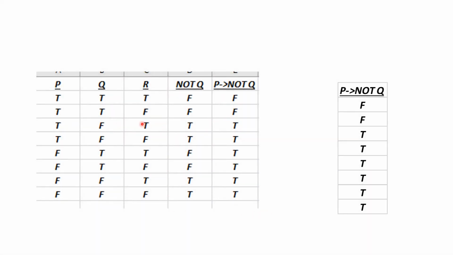So you do the calculations, and here you find that this is not Q: FFTT, FFTT, and P is over here. So the only time the implication is going to be false is when you have a true implying a false, which is there and there, the first two. And those are the only times you have a true implying a false.